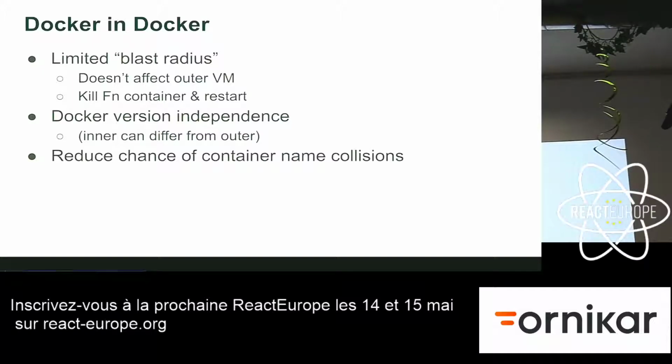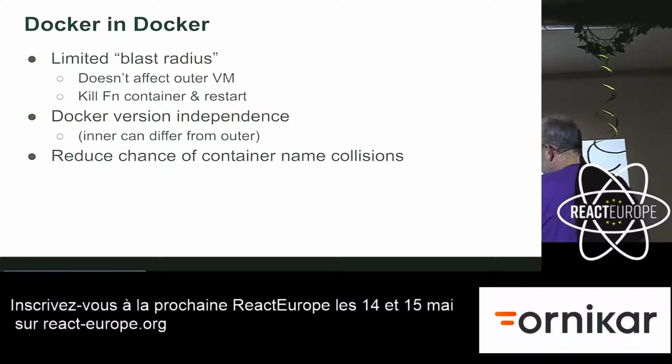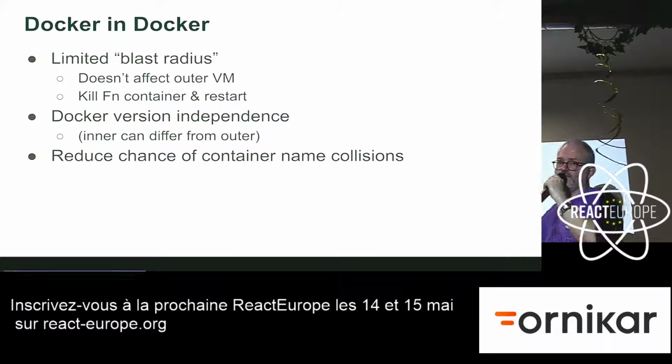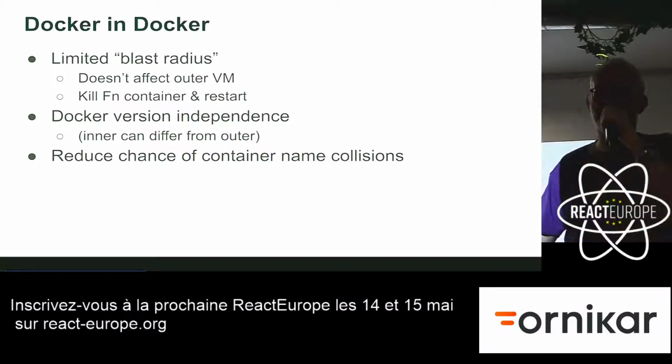There's a couple of reasons for that. First one, in the early days, was it meant that if the FN server crashed, then it didn't do any damage to the surrounding environment. More importantly, it gives us Docker version independence, so we can have different versions of Docker running inside the FN server and outside.